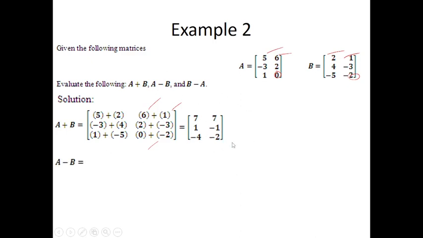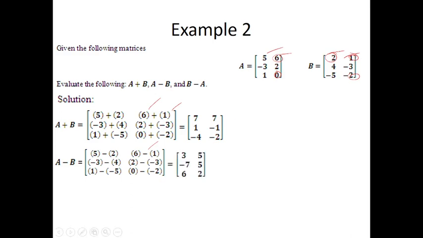Then for A minus B, we just replace plus by minus. 5 minus 2, then 6 minus 1 until you reach 0 minus negative 2. Then you will obtain this answer.